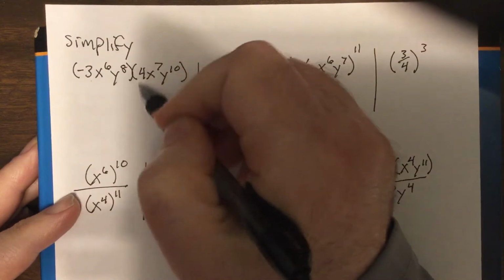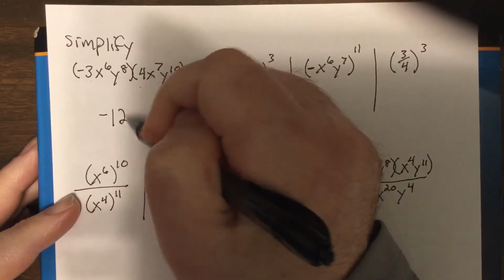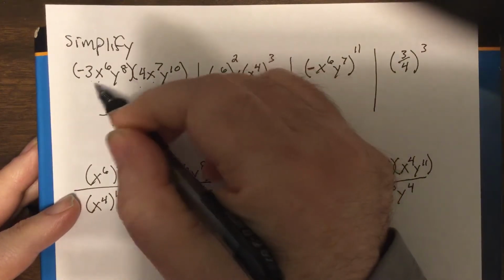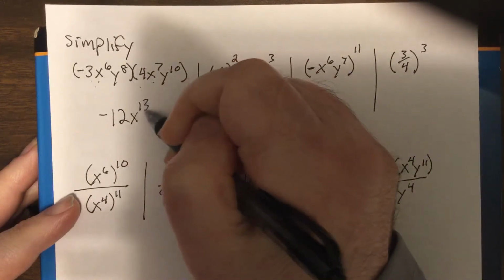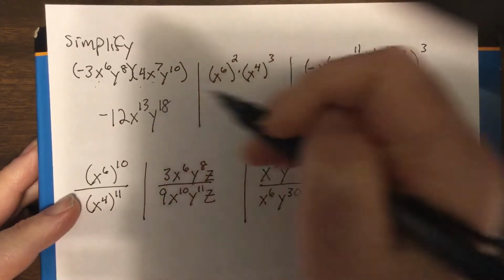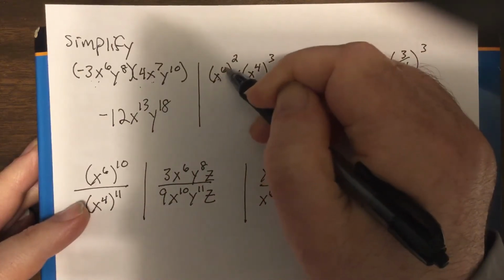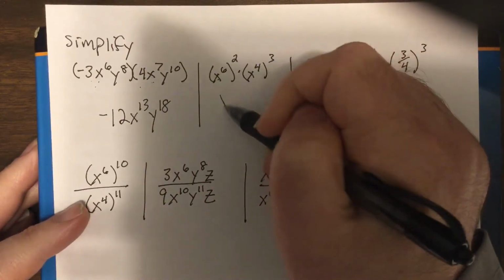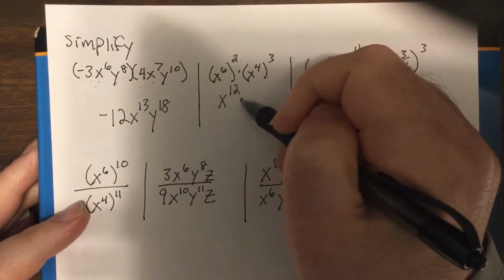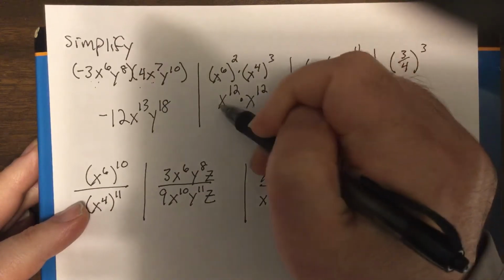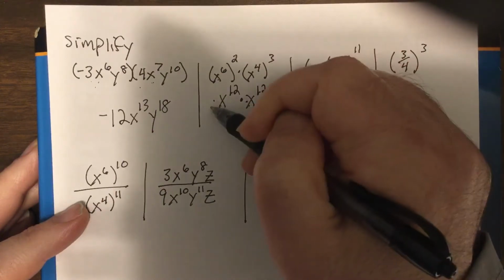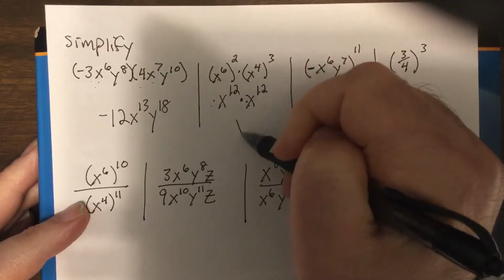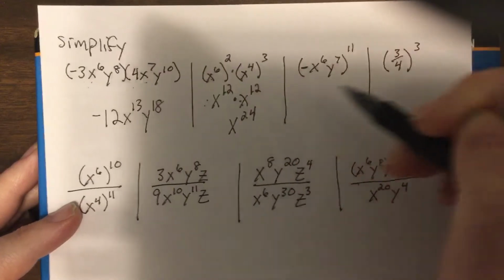Okay, so negative 3 times 4 is negative 12. X is 6, X is 7. When you multiply two things in base, you add, so it's X to the 13th, Y to the 18th. When you have a base to a power and you raise the whole thing to another power, you multiply the powers. So when you multiply two things same base, you add. Now it's 1 times 1. A lot of people will mess that up. 1 times 1 is 1, X to the 24th.